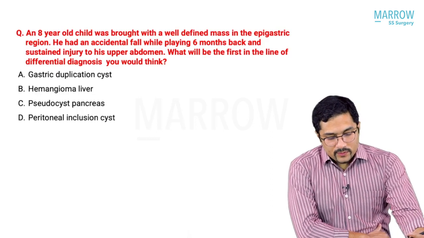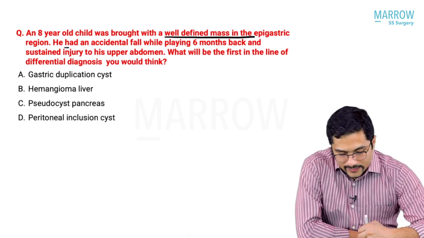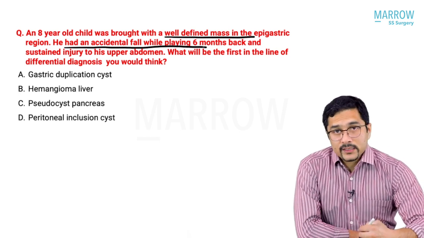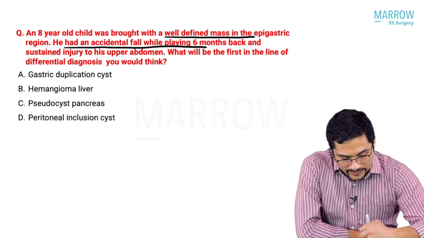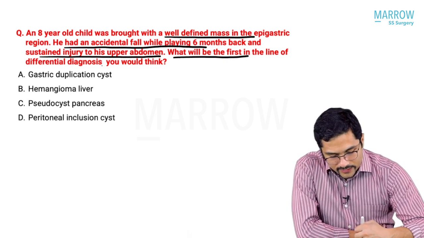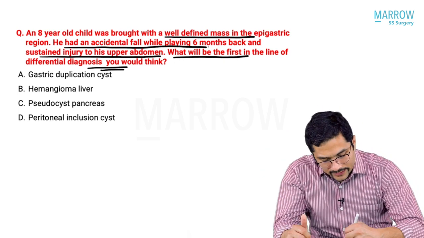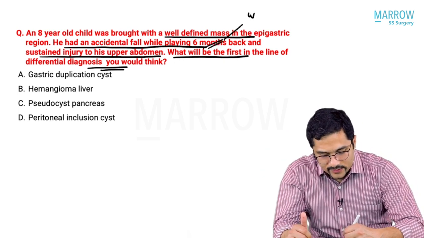8-year-old child was brought with a well-defined mass in the epigastric region. He had an accidental fall while playing 6 months back and sustained injury to his upper abdomen. What will be the first line of differential diagnosis which you would think? This I feel was, I think so, 6 weeks and not 6 months.